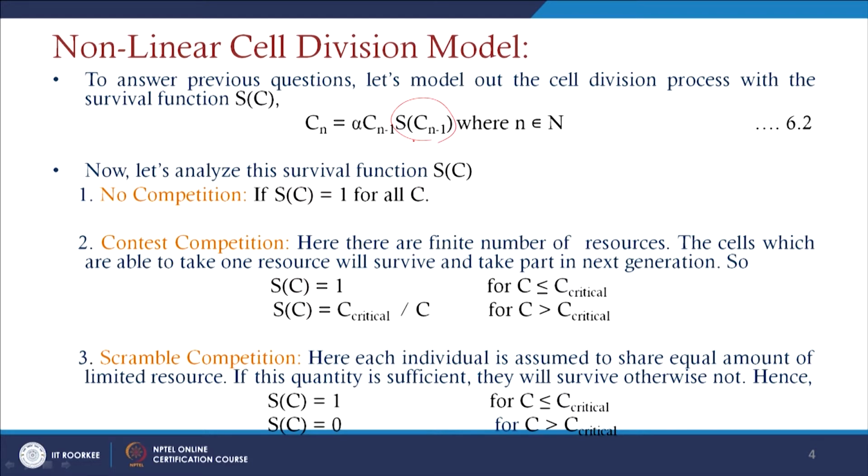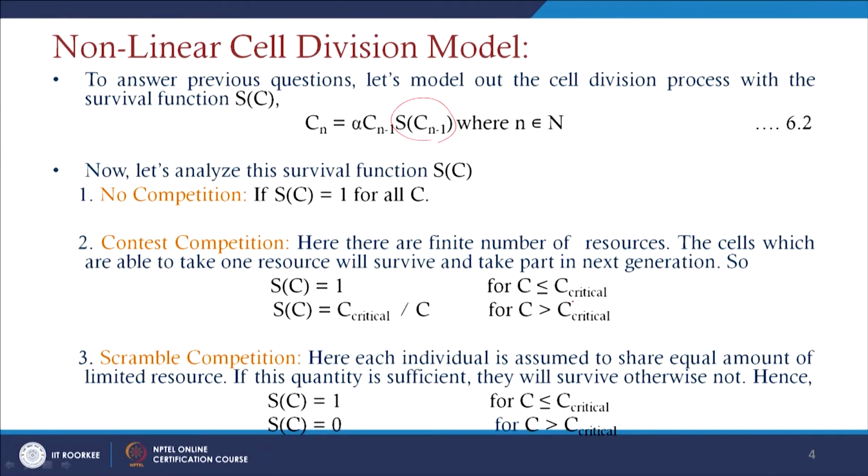So, we write S(C) equals 1 for C less than or equal to C critical. Up to 50 cells can find the food and easily survive. For that the survival condition is 1, there is no competition. But suppose C is greater than C critical, this means that after 50 food resources, we have to consider C critical, the 50 cells who got the food, divided by the total number of cells.